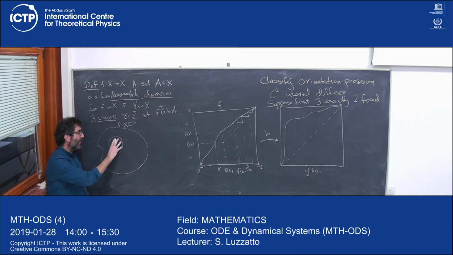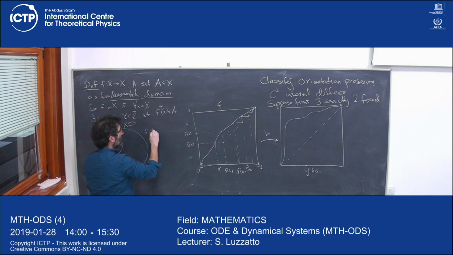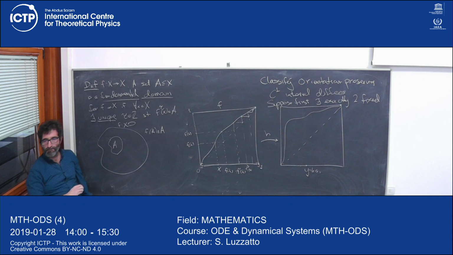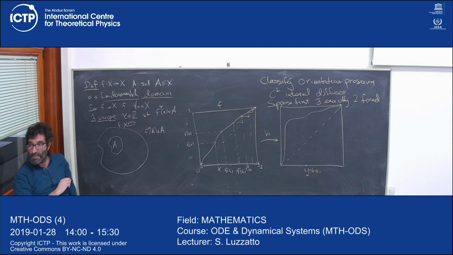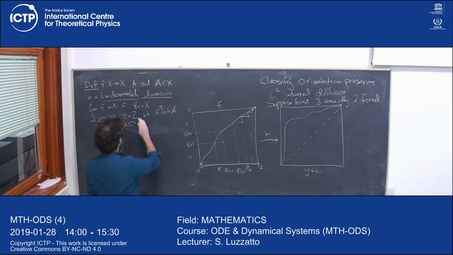What does it say about the images and pre-images of the set A? If you take f of A intersection A, is it empty or non-empty? It's empty, since every point comes in once. It means that every point of A must leave A. The same holds for f^2 of A, and for f^n of A. In fact, it's easy to see that all of these are disjoint. So if there exists a fundamental domain, all the iterates f^n of A, for n in Z, are pairwise disjoint.